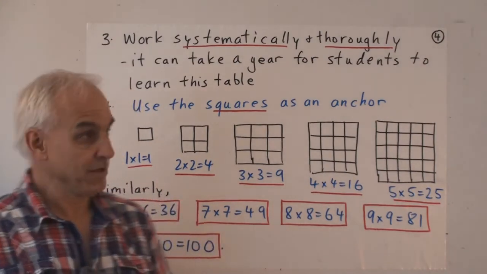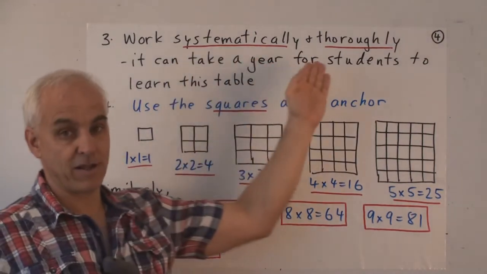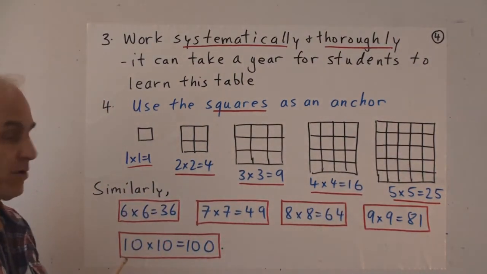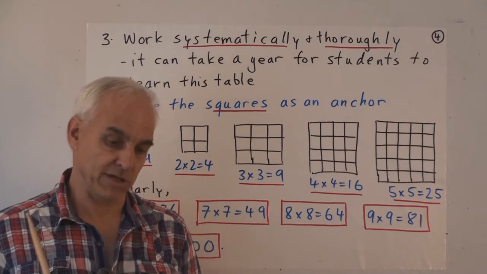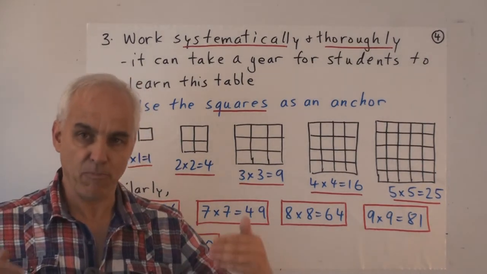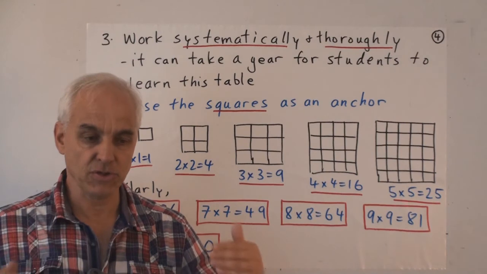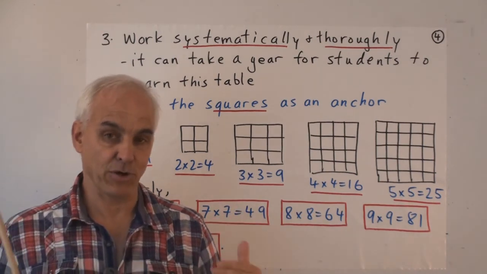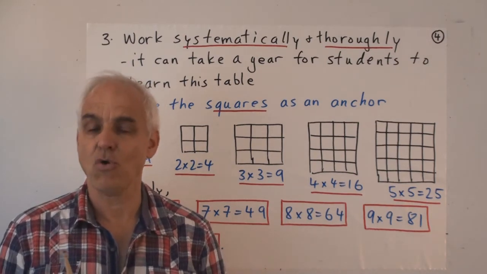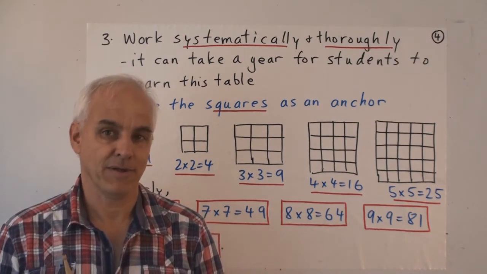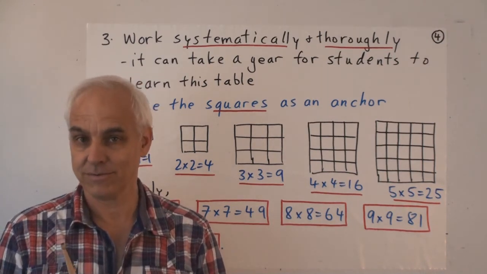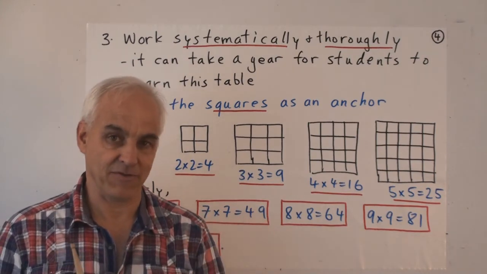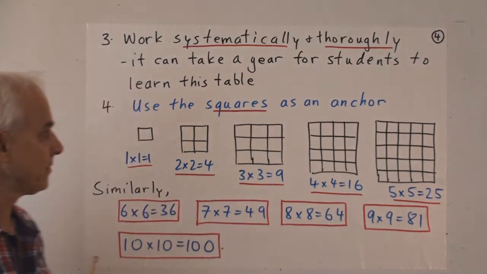Another point to emphasize is that one should work systematically and thoroughly. So it can take quite a long time for students to learn this table. One shouldn't hurry it. One should go slowly and steadily and make sure that the importance of it is emphasized. The students are learning something important when they're learning this table. They're basically learning a skill that 1,000 years ago only very few people had, and it was a very valued skill. In fact, without the Hindu-Arabic number system, this skill is a very, very difficult one to acquire.